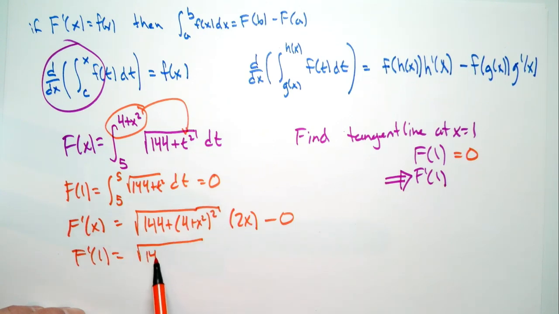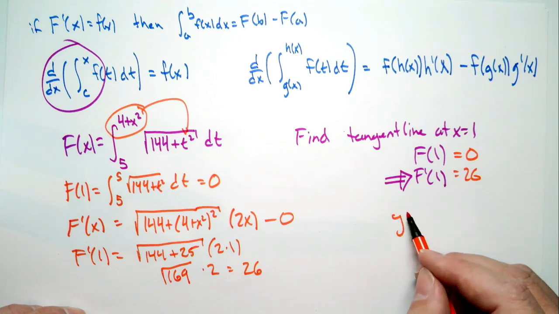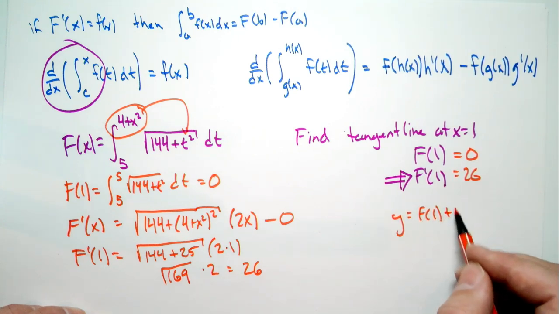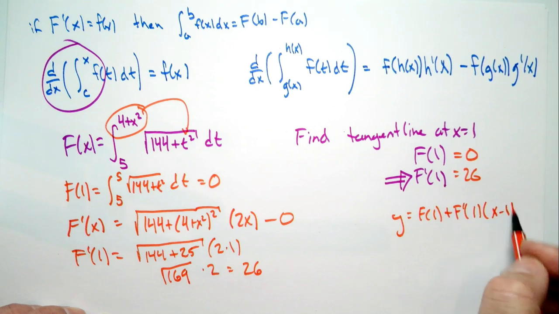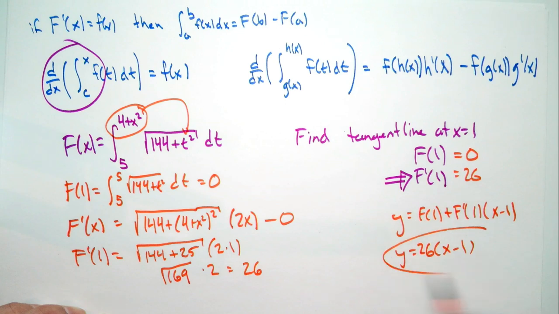Well, 4 plus 1 squared, that's 5 squared, that's 25. Then I'm going to multiply by 2 times 1. Well, 144 plus 25 is 169, and the square root is 13. So we end up with 26. So our tangent line, that's F of 1 plus F prime of 1 times x minus 1, or y equals 26 times x minus 1. So those are usually the types of things where you'll see fundamental theorem of calculus problems come into play.